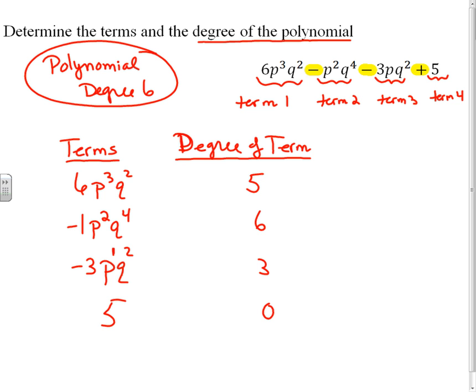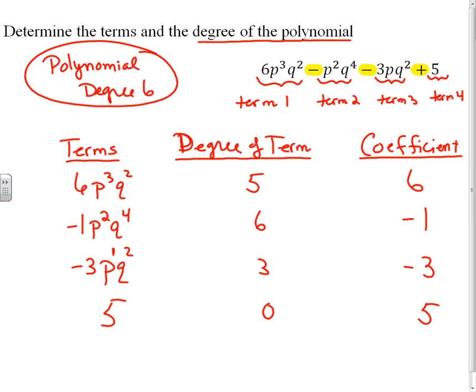Okay, now, each term has also a coefficient. And that's the number in front of the term. So the coefficient of the first term is 6. The coefficient of the second term is negative 1. The coefficient of the third term is negative 3. And the coefficient of the constant term, so that's a term without a variable, is 5. Even if there is no variable, you still consider that the coefficient.